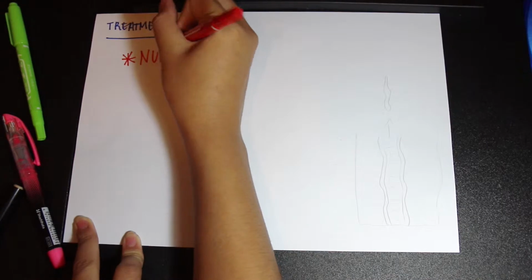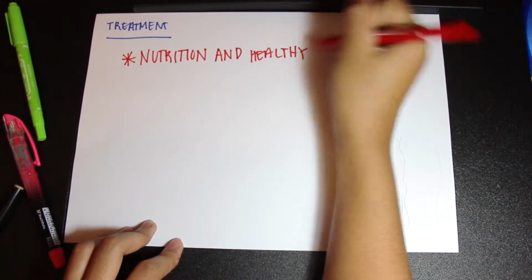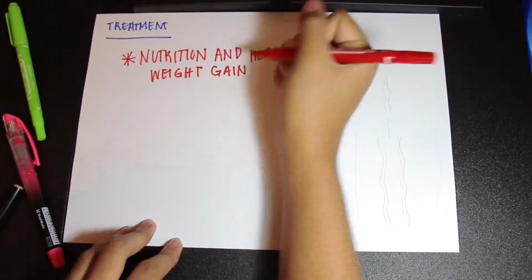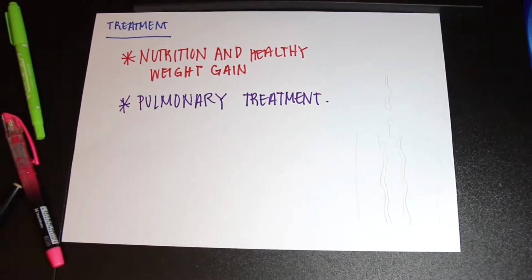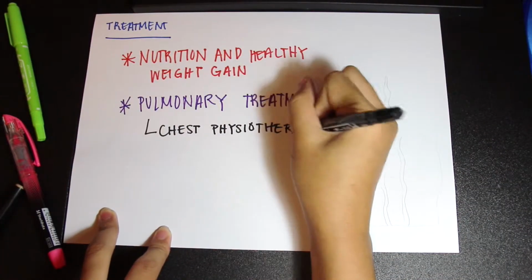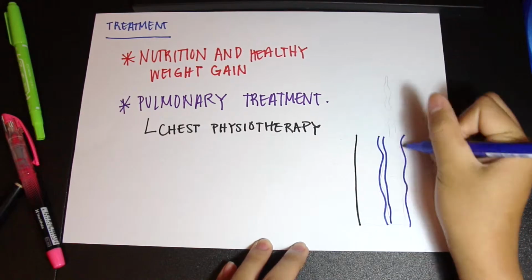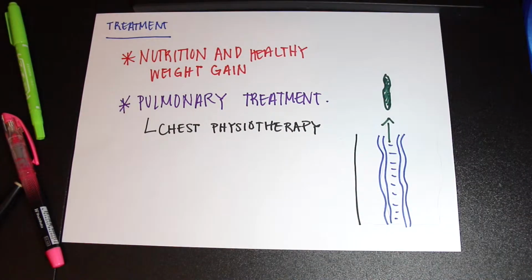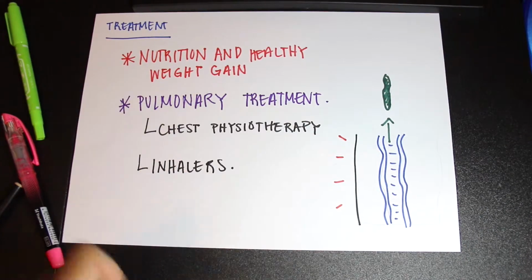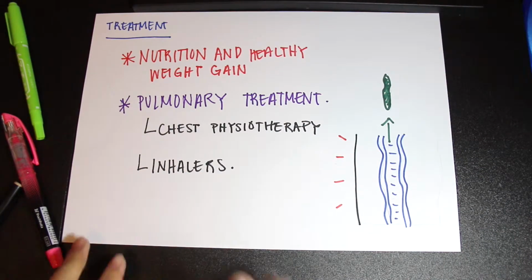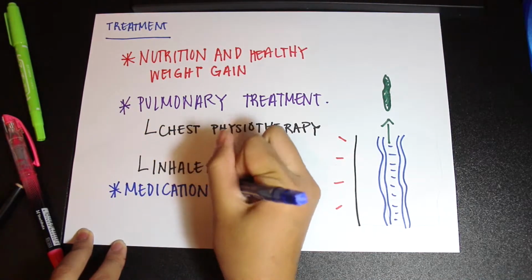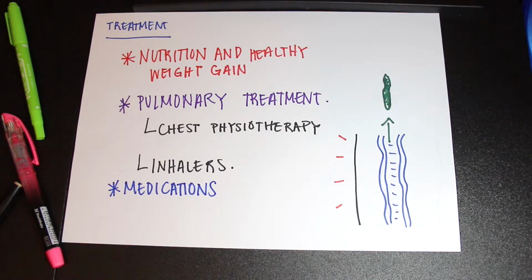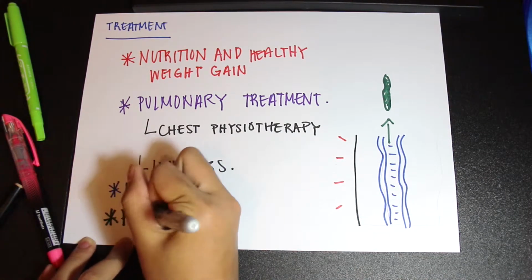In terms of treatment, a major goal is around nutrition and healthy weight gain. Fortunately, fat-soluble vitamins, extra calories, and replacement of pancreatic enzymes can all be supplemented. In terms of pulmonary treatment, there's chest physiotherapy, which loosens the mucus by literally banging on the chest. This physiotherapy also includes inhalers. There are also medications that cleave disulfide bonds in the mucous glycoproteins, or medications that are a nuclease which cuts up nucleic acids in the mucus to thin it out.